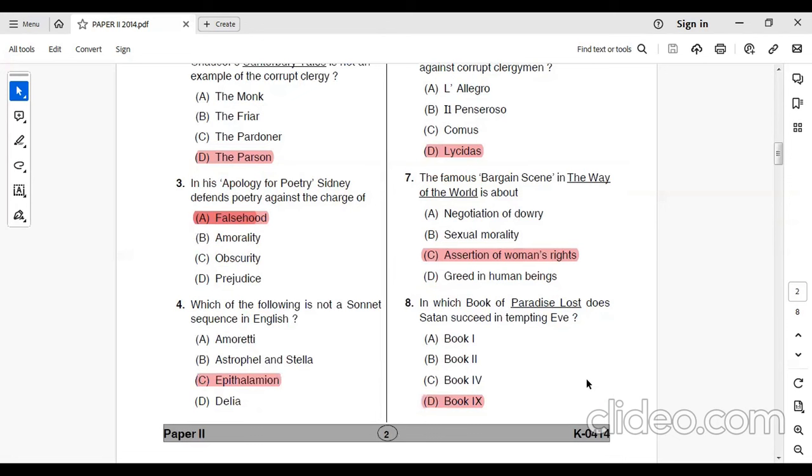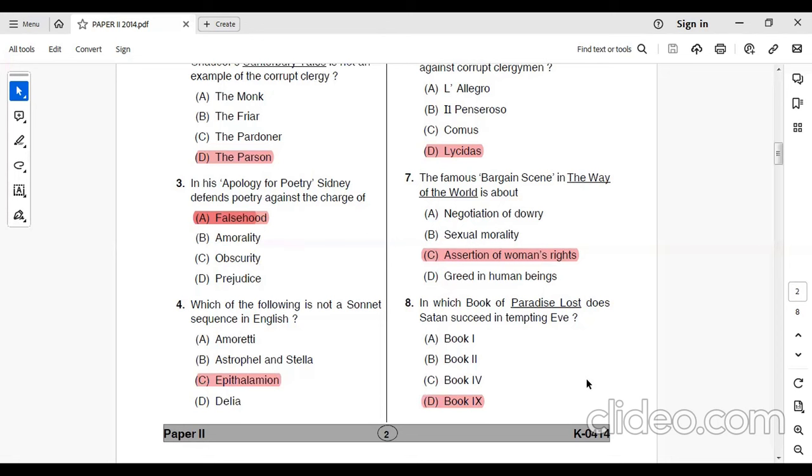Question number four. Which of the following is not a sonnet sequence in English? Epithalamion is not a sonnet sequence in English. That means to say Amoretti, Astrophel and Stella, and Delia, these three are sonnet sequences in English, but Epithalamion is not a sonnet sequence in English.